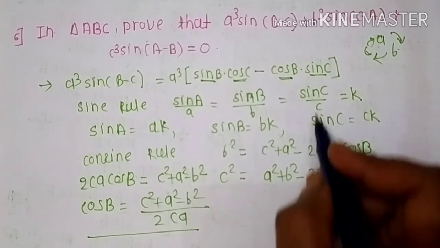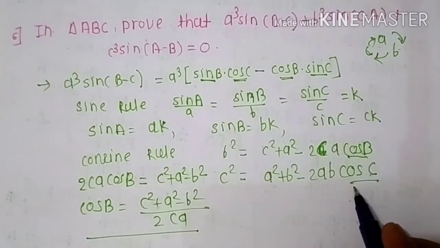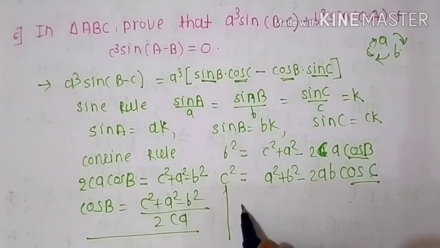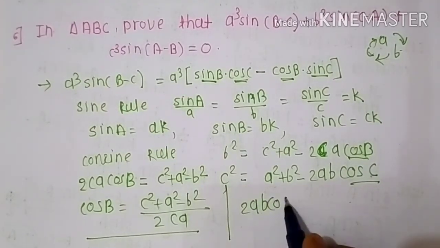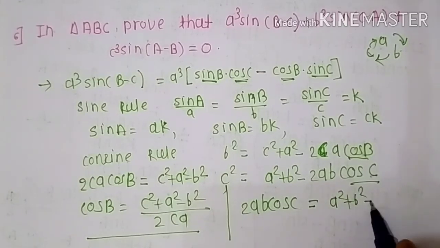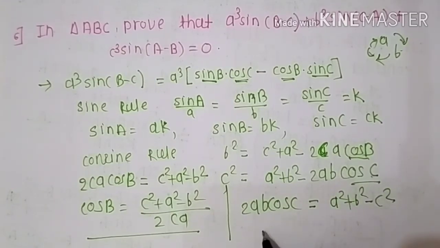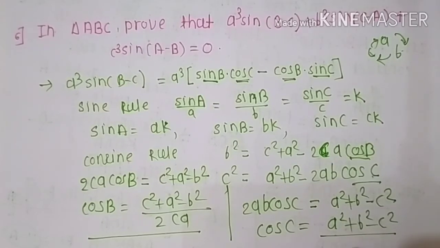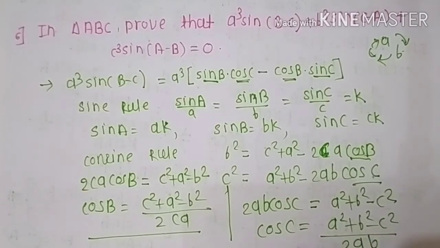Then we want cos c also. Here also we simplify this term, transfer this term here, that is twice ab into cos c is equal to a square plus b square minus c square. Then cos c is equal to a square plus b square minus c square divided by twice ab. This is the value for cos c.